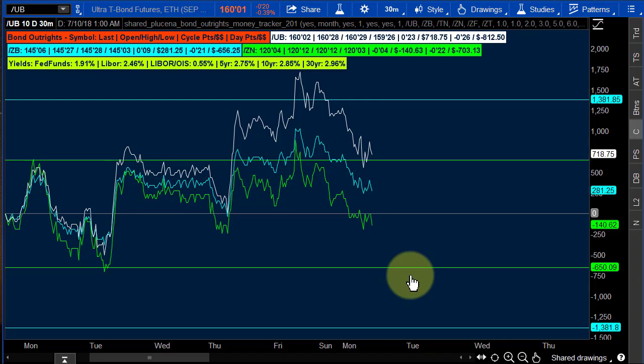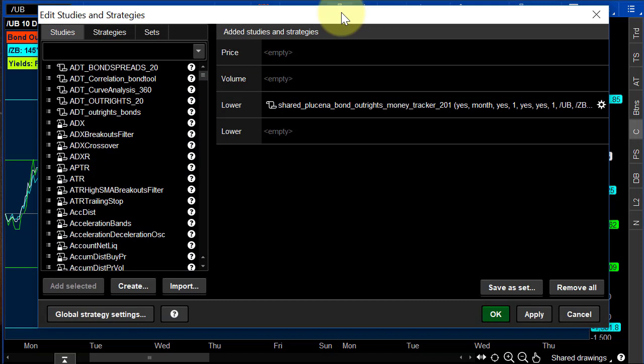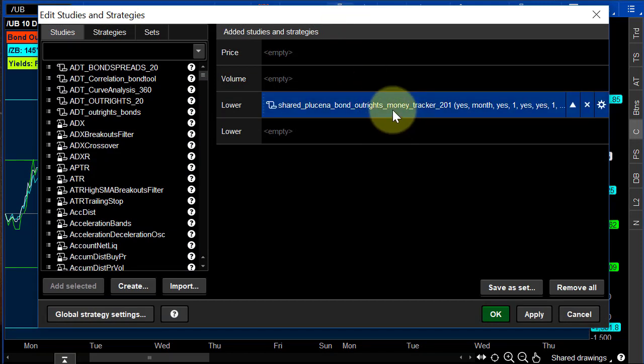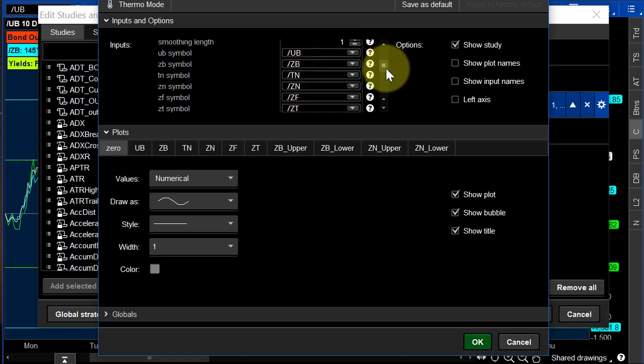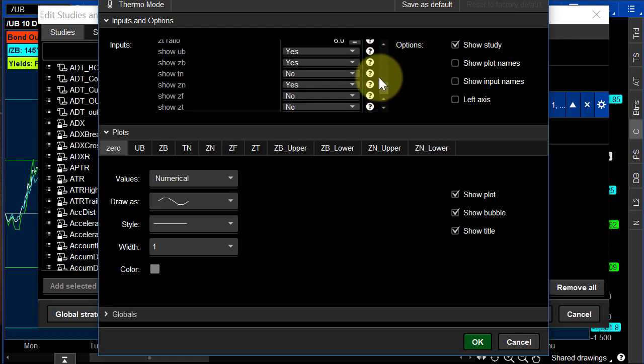So if I go to the beaker, I'm just looking at the one indicator. I don't have the spreads. If I hit this little button here, I'm using cycles. I'm using a monthly cycle, show implied ranges. Then what I did is if we scroll down, we're only looking at the UB, the ZB. I turned the TN off and the ZN. Everything else is turned off. So we're just looking at the ZN, the 10-year future contract, the ZB, the 30-year future contract, and the UB is going to be the ultra.